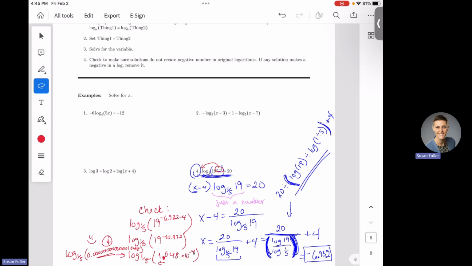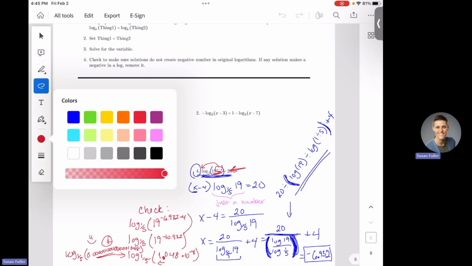So with just these kind of logs, because that negative is in an exponent here, we're going to be good because the range of exponential functions is positive. So we're going to be good with these kind of functions. I just wanted to kind of go through that with you.